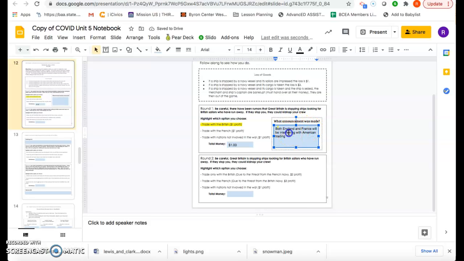You are going to find that this game is about to get a lot more difficult. Again, pause this at any point so that you can fill out what you need to. We are going to move on to round 2. Be careful. Great Britain is stopping ships looking for British sailors who have run away. If they stop you, they could kidnap your crew.